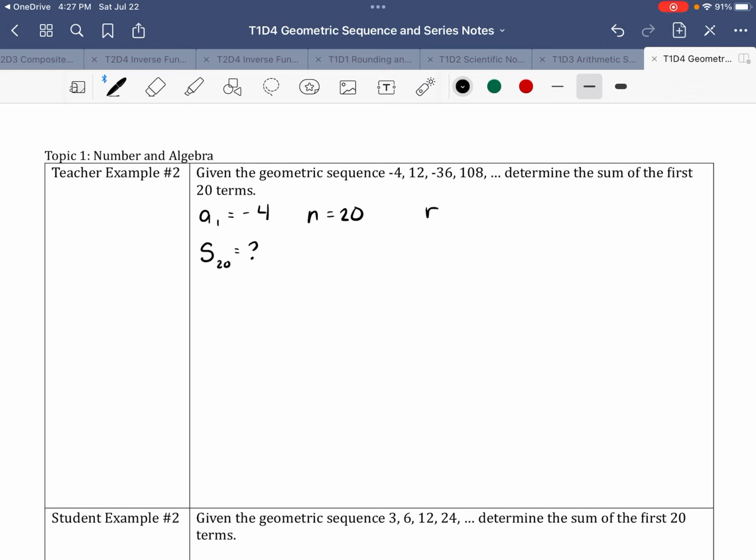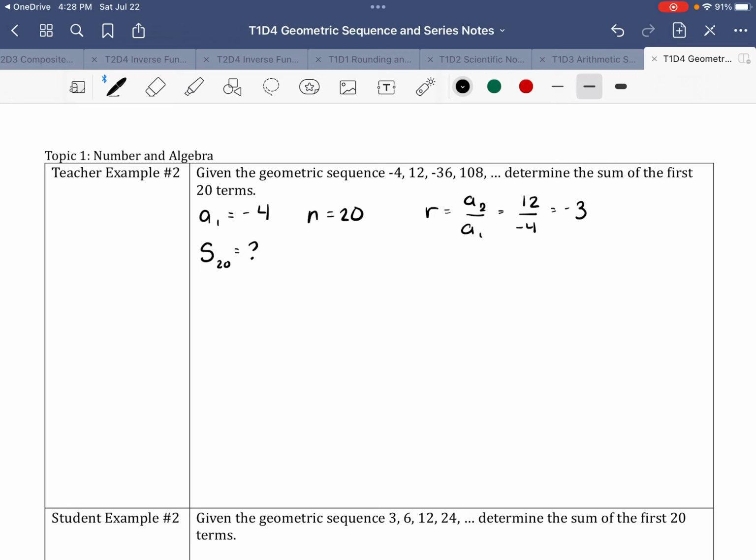In order to find our common ratio, we're going to take a sub 2 divided by a sub 1, which gives us 12 divided by -4, which is -3. When our common ratio is negative, you'll see that our first to second term goes from negative to positive, and then it'll alternate. Because negative times a negative is a positive, and positive times a negative is a negative, so it'll keep going back and forth.